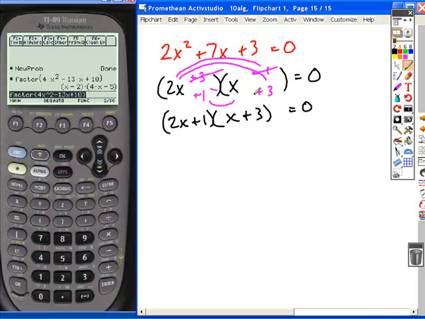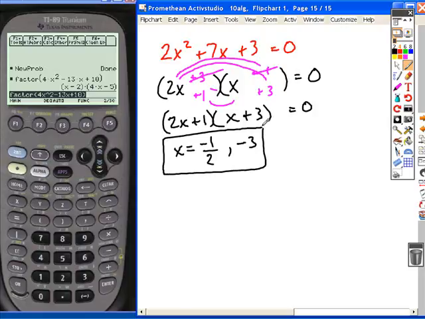And if you set each of these equal to 0, what value of x would give you a 0 for this factor? You guys remember the way that we did that? Took the opposite of the constant, negative 1, over the leading coefficient, 2. You also have x equals, in this case, negative 3. Those are the two values that would give you a 0.